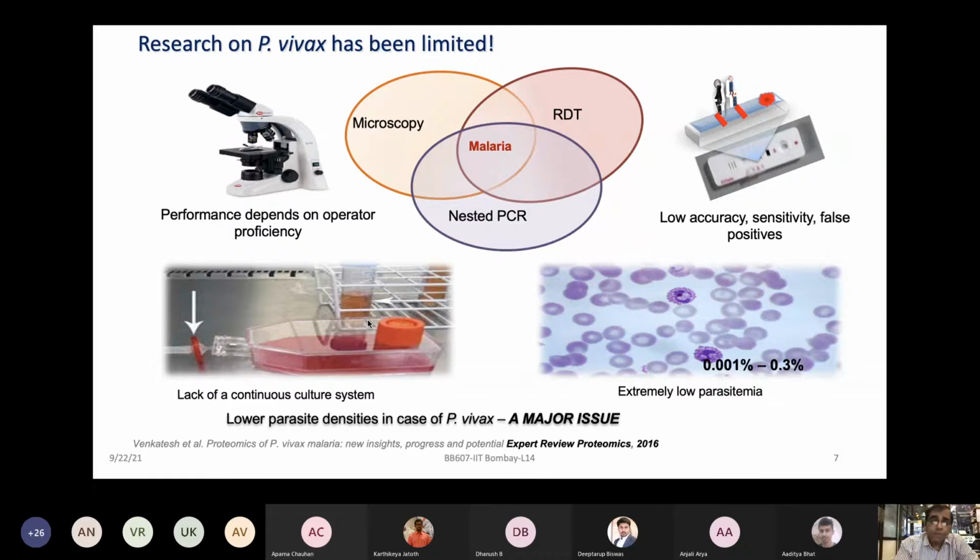Whereas for vivax, you don't have a good continuous culture system. Even if you take vivax parasites from a patient's blood sample and want to culture them in your lab conditions, it has been very challenging. And because vivax has very low parasite density, even detection becomes challenging, as well as culturing. Therefore, our understanding and research in this area has been quite limited.